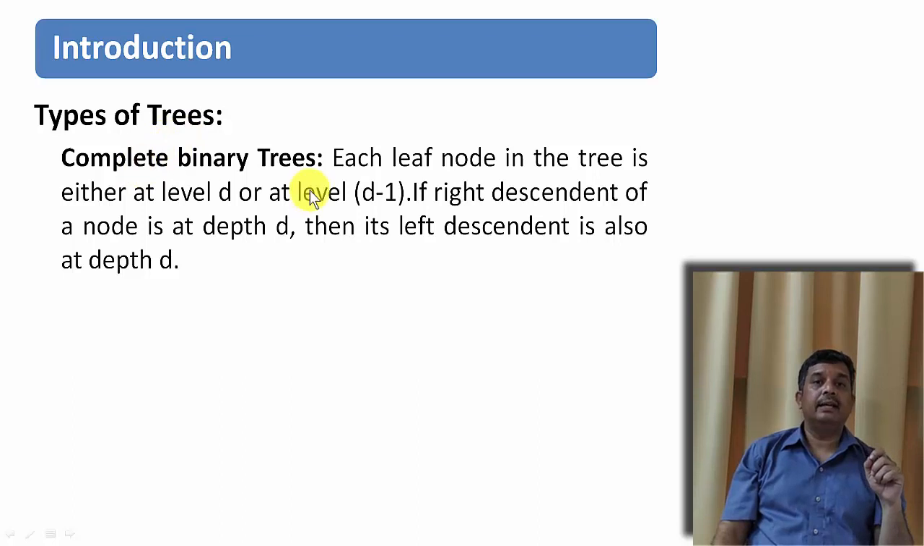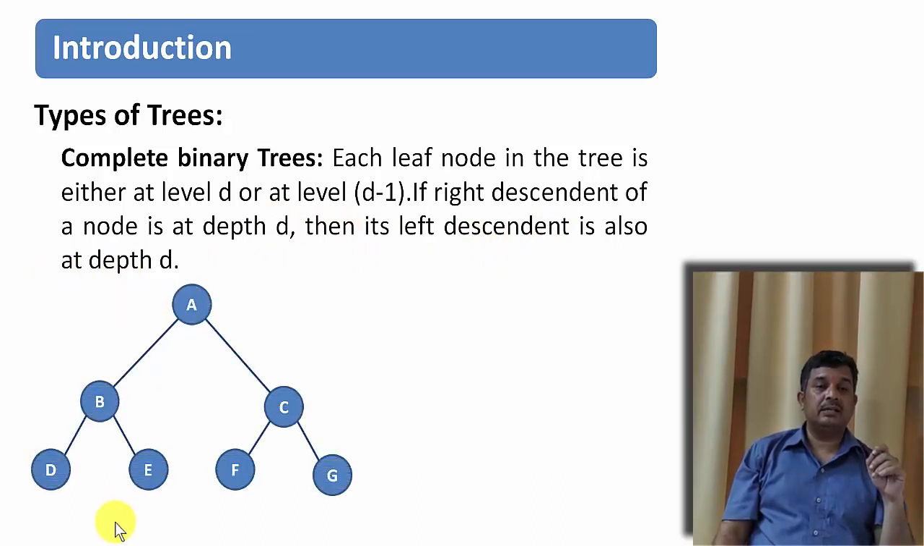Take another kind of tree, that is the complete binary tree. Each leaf node in the tree is at either level D or level D minus 1. If the right descendant of a node is at depth D, then the left descendant also is at depth D. For example, here you can see the levels of all the leaf nodes are the same. So if the left subtree is at depth D, the right subtree is also at depth D. It is possible that if the left subtree is at level D, then the right subtree can have one less, that is D minus 1.